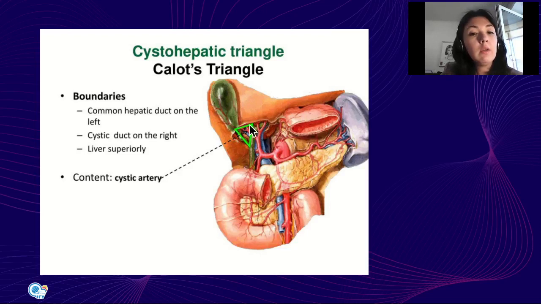Somewhere it's written that superiorly it is the visceral surface of the liver. Somewhere it is written that superiorly there is the right hepatic artery. This is the right hepatic artery, yes, but the content of the Calot triangle is the cystic artery. So to find the cystic artery, and we in any case should find it if we're planning removal of a gallbladder, we should use Calot triangle.